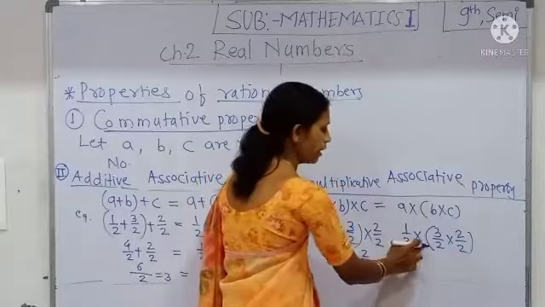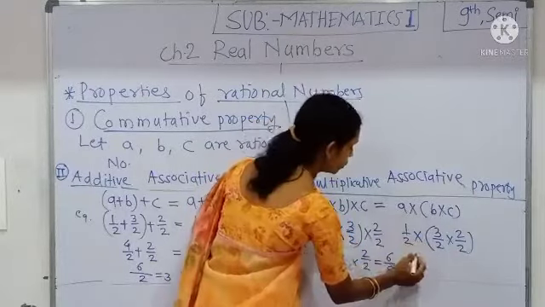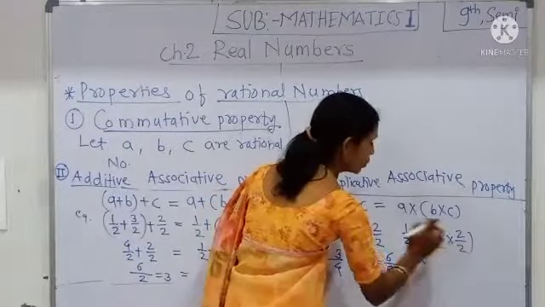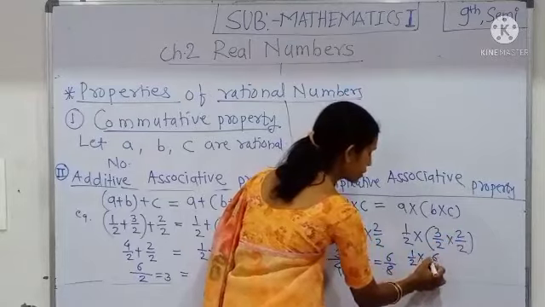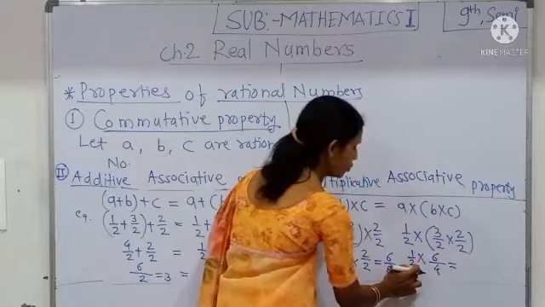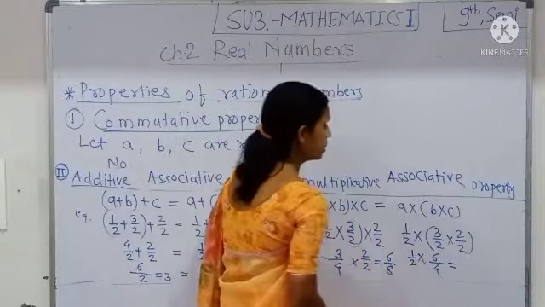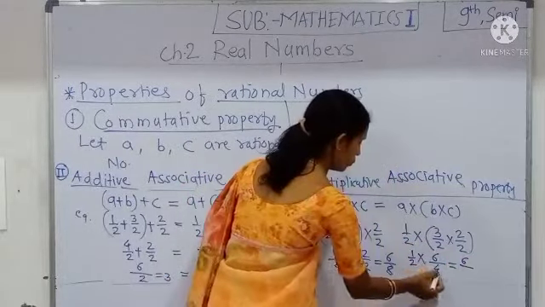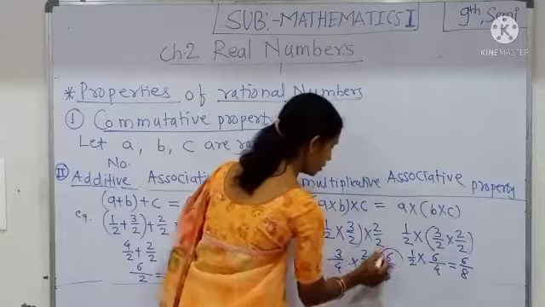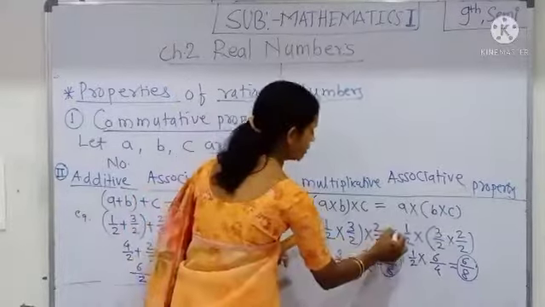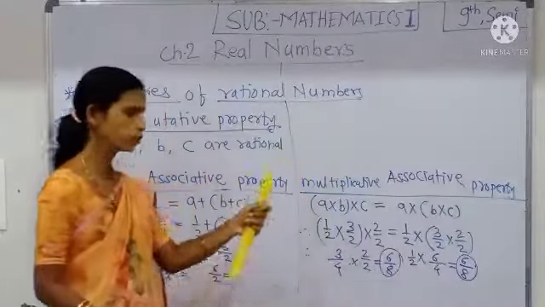See here the example from this side, that is 1 upon 2 into 3 into 2 into 2 into 2, that is 3 into 2, 6 upon 2 into 2, 4. Therefore here 1 upon 2 into 6 upon 4, that is 6 into 1, 6 upon 4 into 2, that is 8. See here 6 upon 8, and here is also 6 upon 8. That means this property is also proved here.